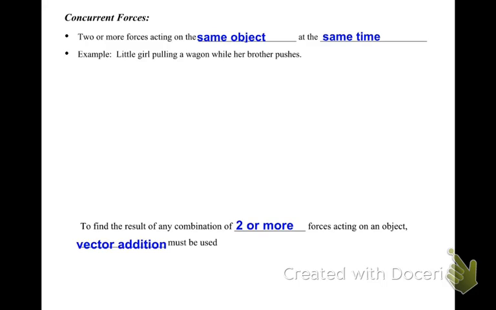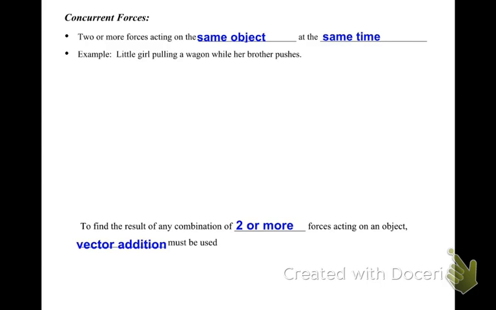Concurrent forces. Let's talk a little bit about what the heck a concurrent force is. Many people get confused by the term concurrent motion or concurrent forces. It's just simply two or more forces acting on the same object at the same time. I'm not telling you that they're acting in the same direction. They're just acting on the same object at the same time.